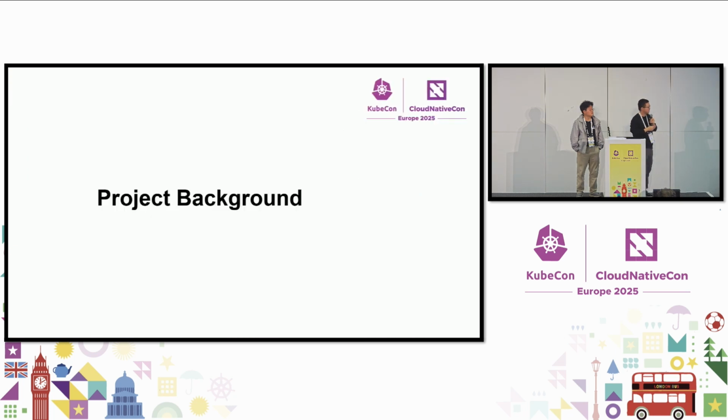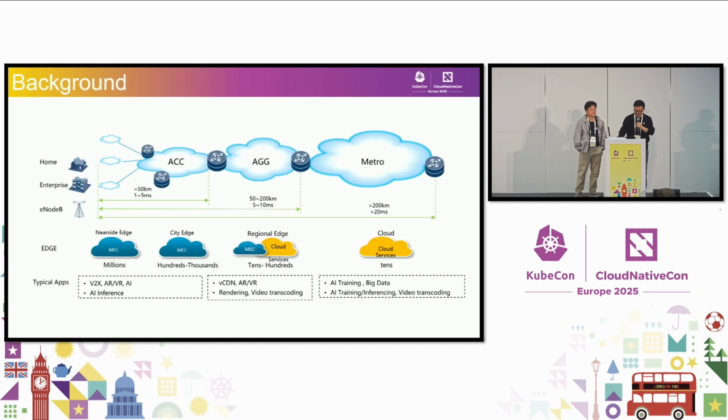Okay, next I will introduce some project background for KubeEdge. From this diagram you can see from the right side is the cloud, then the regional edge, then the city edge, then the near side edge. Many devices run in the near side edge, and much data is also generated in the near side edge. So how to manage the nodes and applications at the edge is what we want to do.